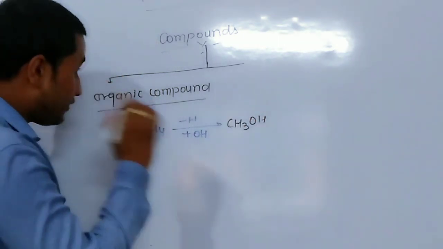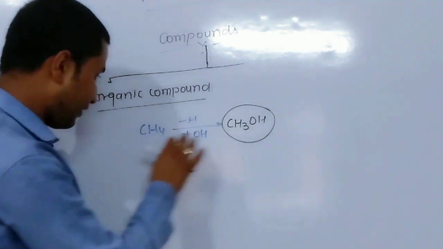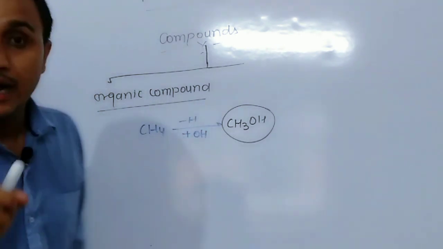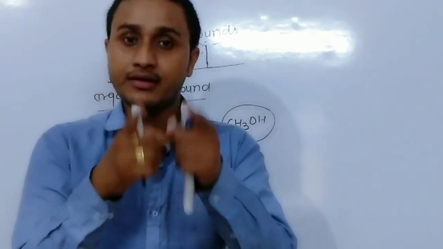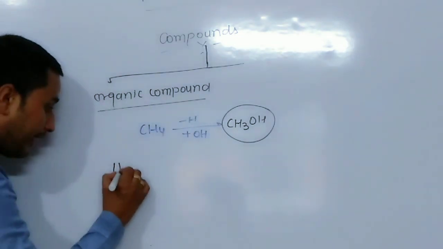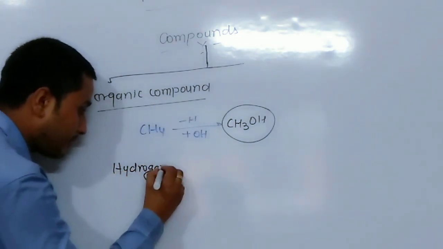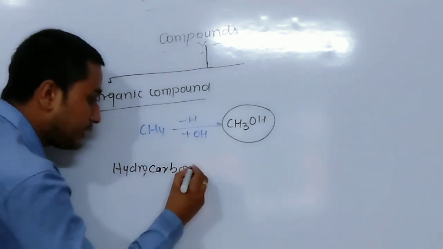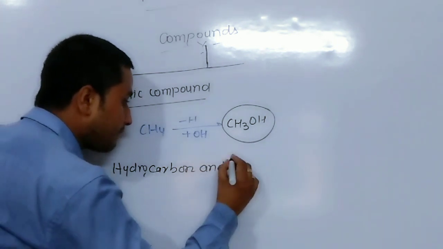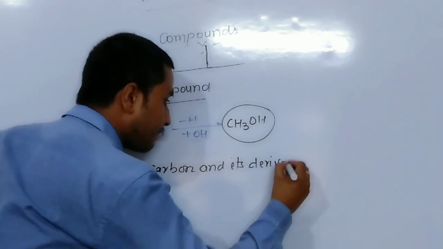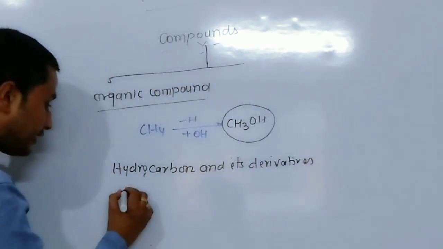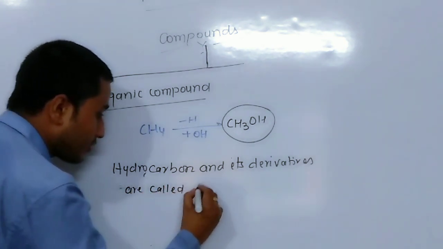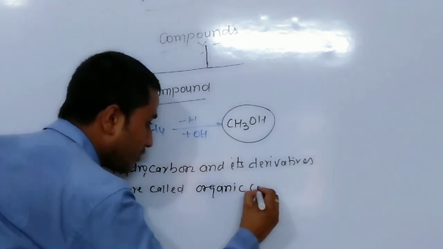Is it okay? This compound is, see, this compound is a derivative of this, so it is called as what? Organic compound. Hydrocarbon and its derivative. What? Hydrocarbon and its derivative. Note down. Hydrocarbon and its derivative are called as organic compound. समझ रहे हैं?